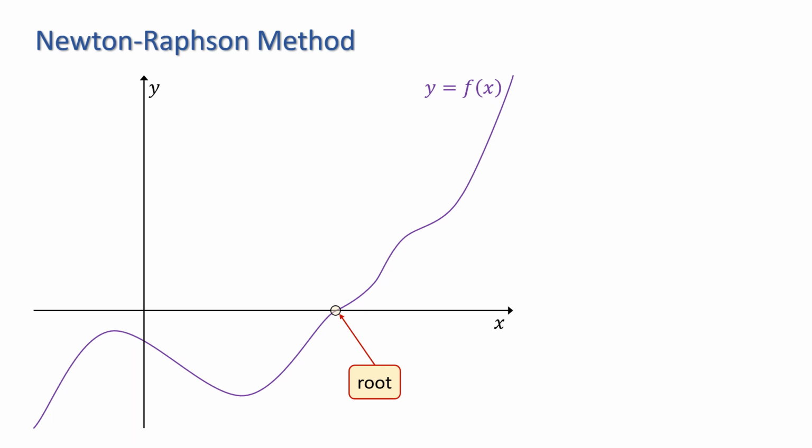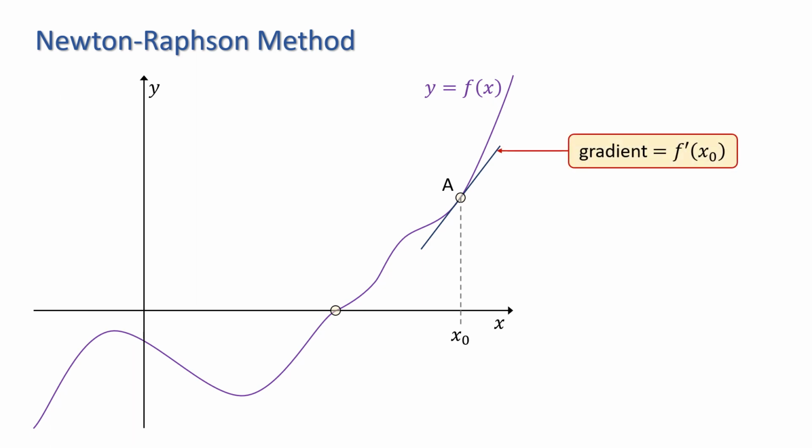The Newton-Raphson method takes advantage of knowledge about the gradient of the curve, providing an efficient iterative method for finding the root. Let's consider a point on the curve some distance away from the root with the x-coordinate x0, and let's look at the tangent to the curve at that point. Provided that f is differentiable, the gradient of this tangent will be f' of x0.